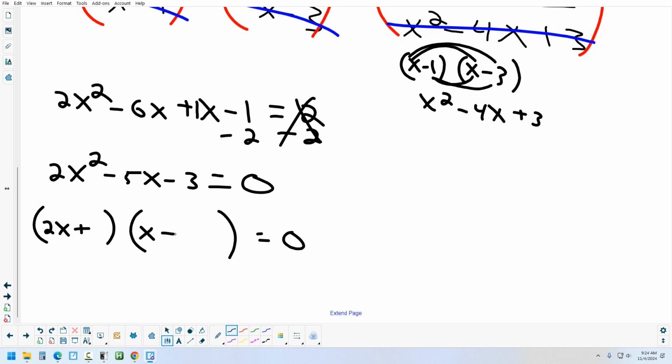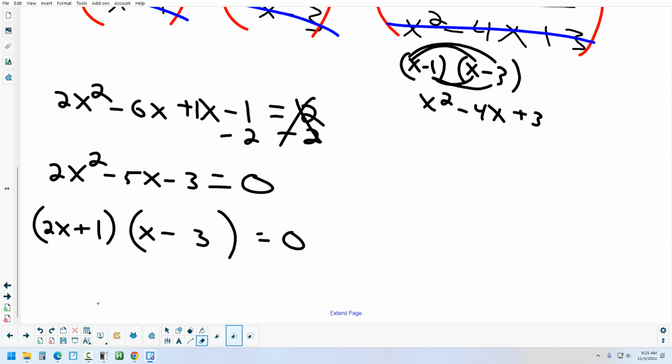Now I need two numbers that are going to multiply to give me 3. 3 and 1. And it does matter which one goes where. I would try 3 and 1. Let's check it. 2x times x is 2x squared. What's 2x times negative 3? Negative 6x. What's 1 times x? Negative 6 plus 1. Perfect. Negative 5. Okay. So factoring it, that's the hard part.